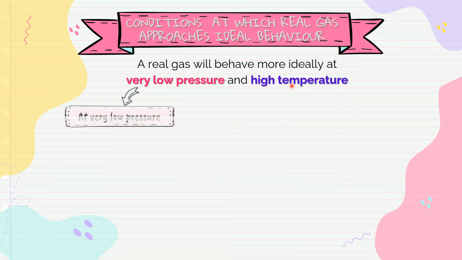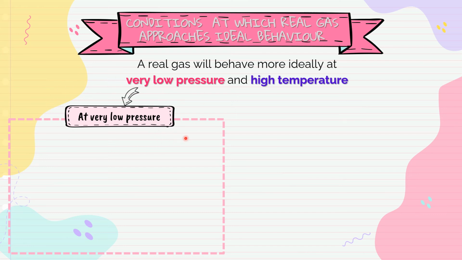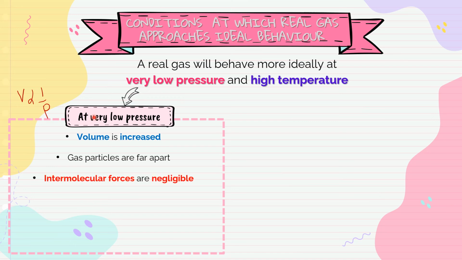Let us look first at a very low pressure. At a very low pressure, what happens? Volume is increased. Again, this is related to Boyle's law. Volume is inversely proportional to pressure. So when the volume of the container is increased, what happens? The gas particles are far apart, far from each other. So you can guess, when gas particles are far apart, the intermolecular forces of the gas particles are negligible. Why? They no longer meet each other. The probability to attract or repel each other is lower.